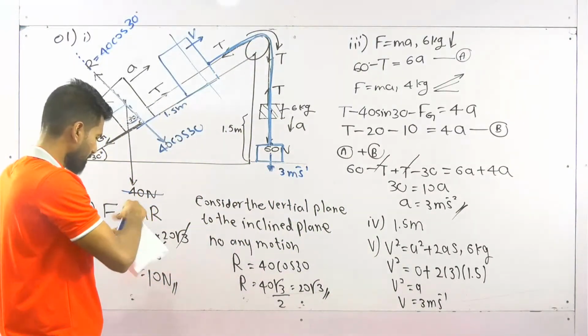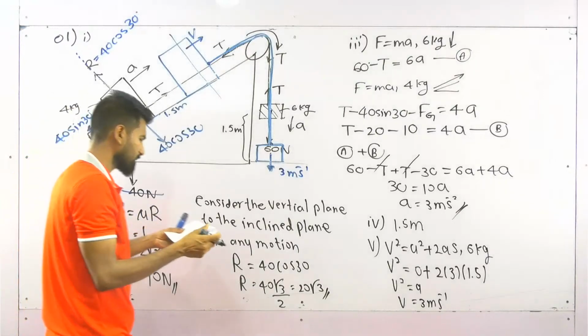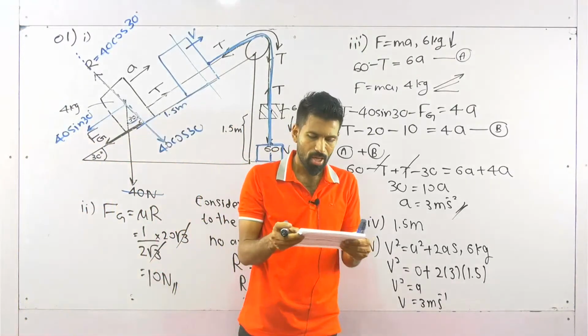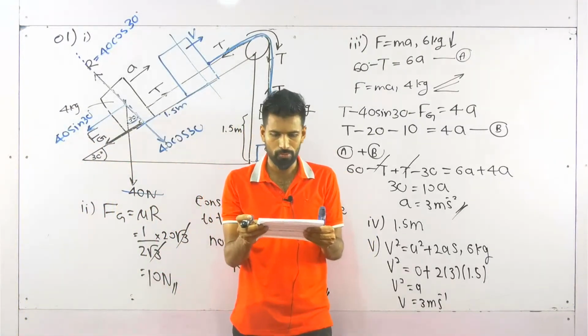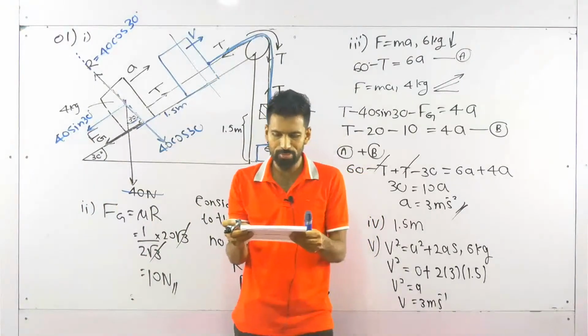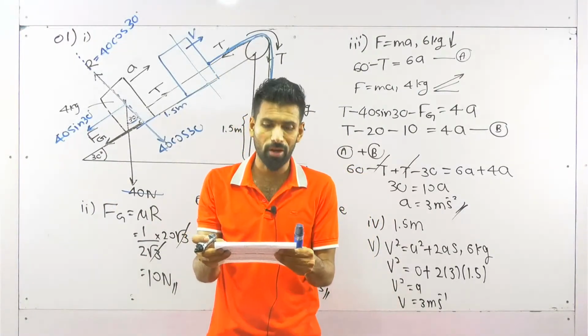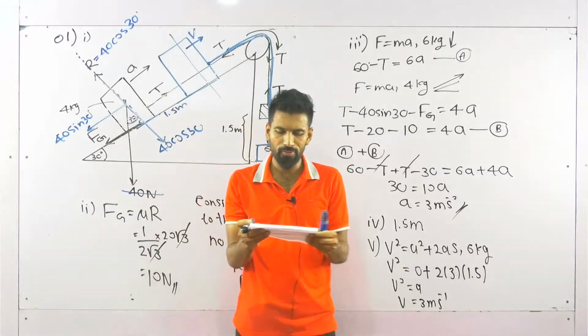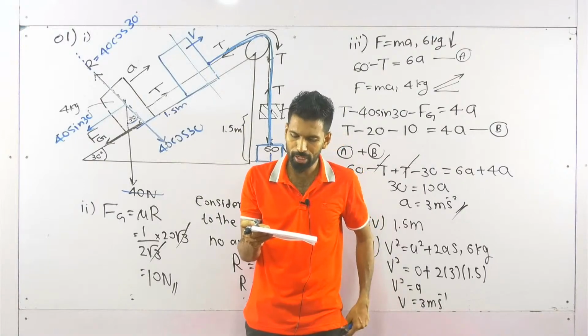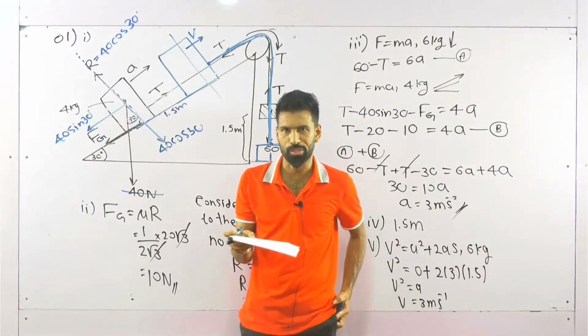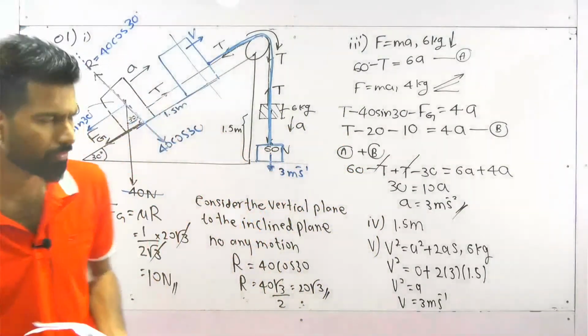And question number 7. After the 6 kg block hits the ground, the 4 kg block continues to move. We know that. Find the maximum distance the 4 kg block travels on the table before coming to rest. Also calculate the time taken to reach this position. Okay, that's a very important part.